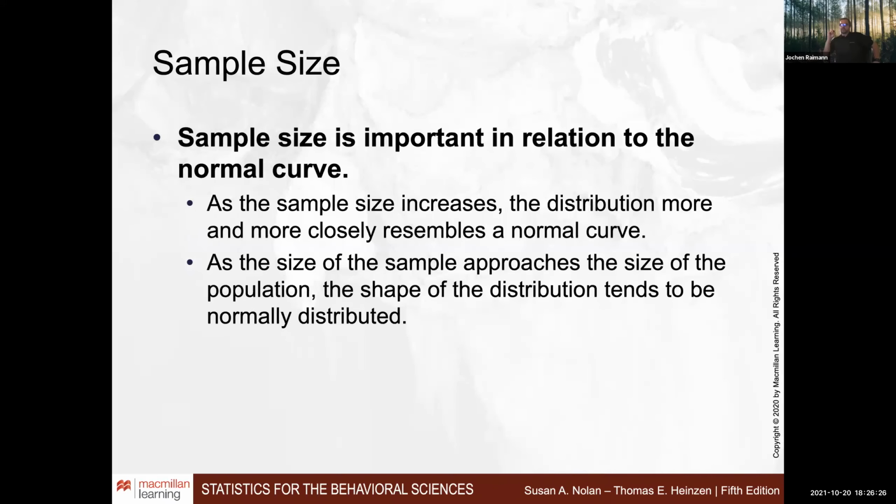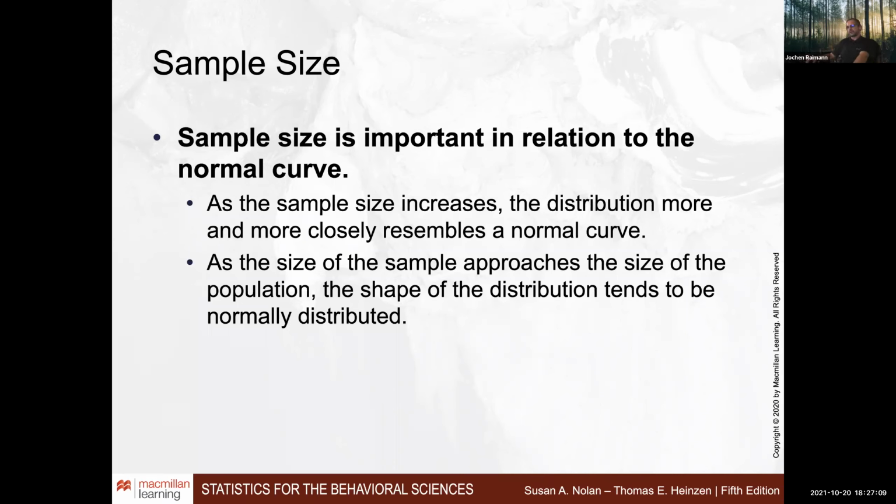So the sample size is important in relation to the normal curve. This is a little harder to see, but it will become obvious with the visual examples that Nolan and Heinzen have provided. As the sample size increases, the distribution more and more resembles the normal curve. This classically beautiful normal curve that you see, data does not necessarily look like that, obviously, because you have some outliers, but essentially it will resemble the shape of a normal curve, but it will not strictly follow it.